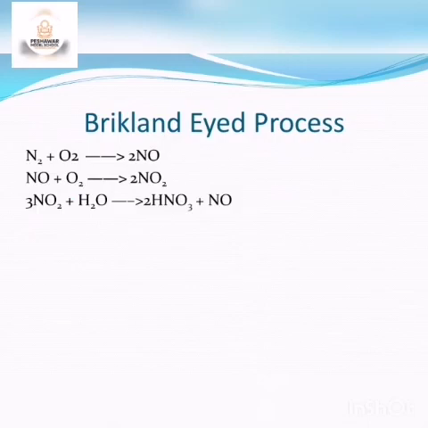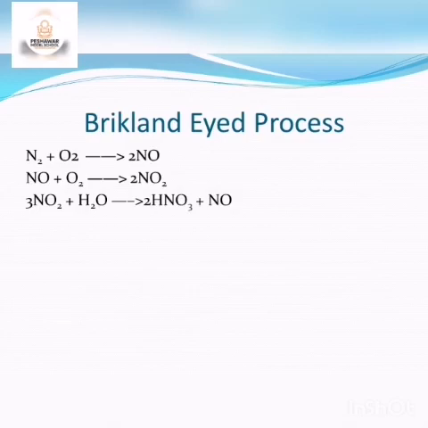In this process we will discuss how two atmospheric gases react and which compound we will get at the end. So look at here. Here are the three steps for the production of nitric acid. In the first step we will use 1 mole of nitrogen and 1 mole of oxygen gas, and we will get 2 moles of nitric oxide.